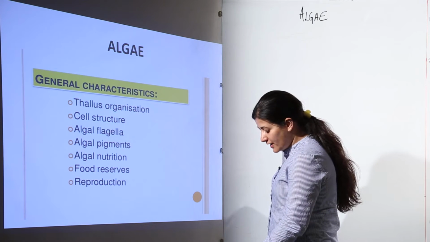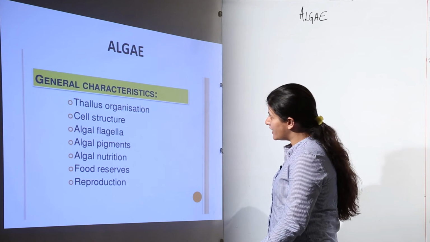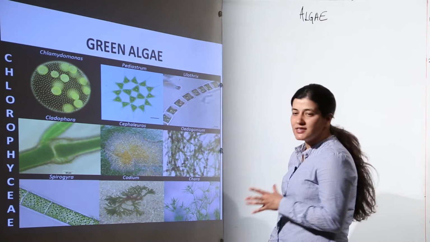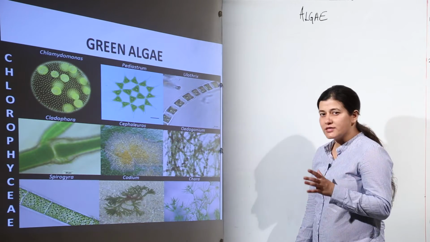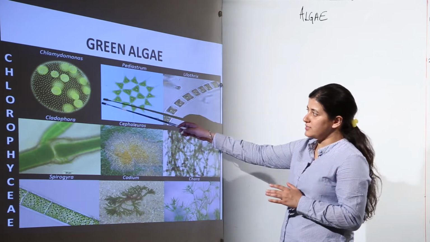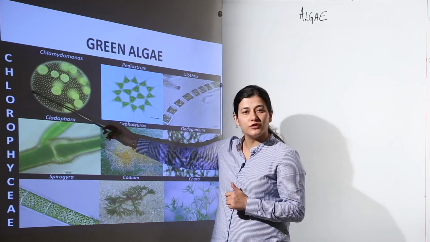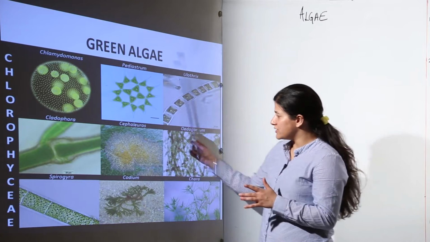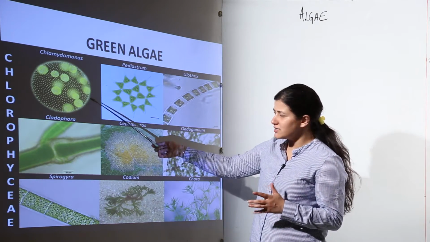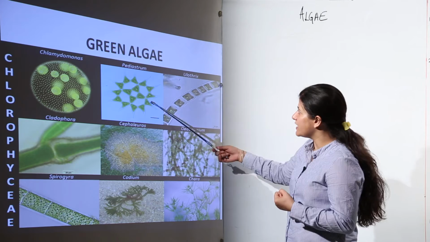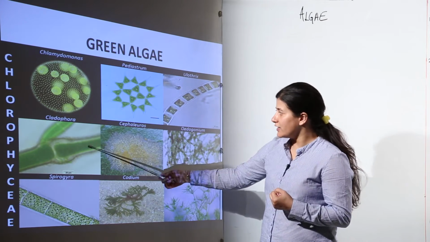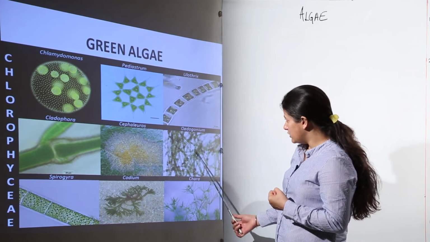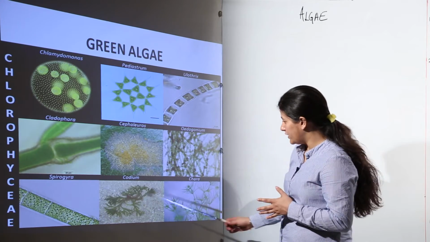So the first one is green algae, and Chlorophyceae is the name for this. When we talk about Chlorophyceae, you can see the word chloro is used for green, and we have green algae over here. Chlorophyceae includes all these algae. This is Chlamydomonas, that is unicellular. This is Pediastrum, Ulothrix, Cladophora, Cephaleuros, Oedogonium, Spirogyra, Codium and Chara.